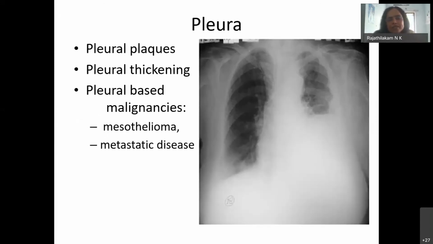And the pleural plaques, this is a pleural thickening. As you can compare the right side and left side, here the pleura is not thickened, but here the pleura is thickened. Usually the pleural thickening is more seen in malignancies, mesothelioma and metastatic disease. This is a case of mesothelioma, with the pleural thickening. Next slide, please.